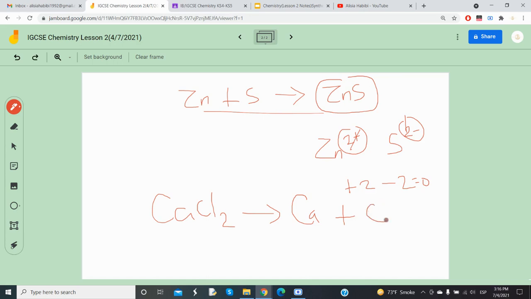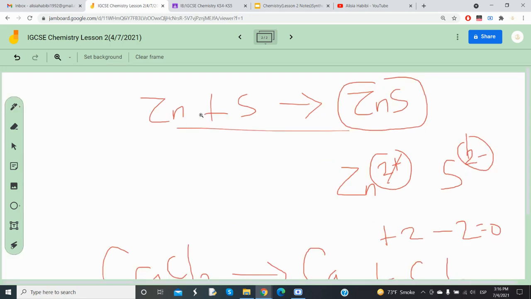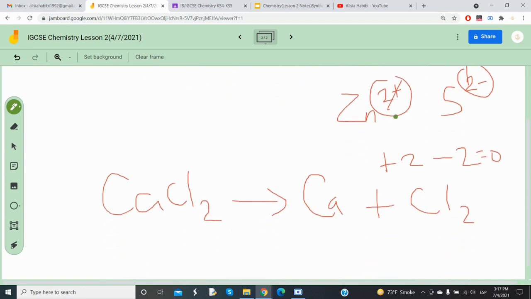Now we always have to look at our chemical equation to see if it's balanced. I forgot to mention that with the zinc sulfide, it's always important to check if it's balanced. This one was already balanced, so we didn't need to do anything. There was 1 atom of zinc on the reactant and product side, and 1 atom of sulfur on the product and reactant side.